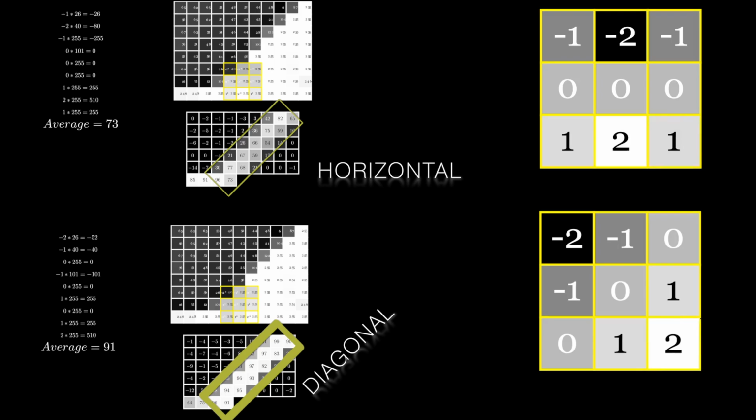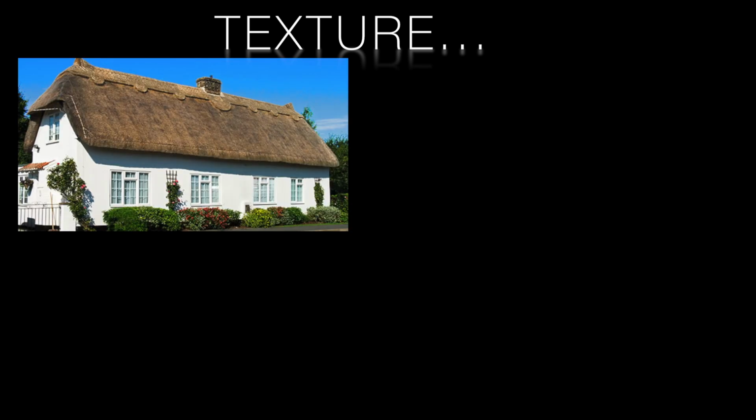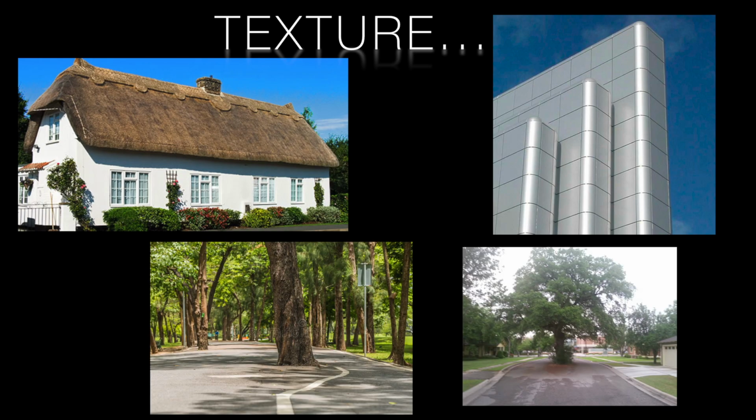Filters are activated by edges, but also by textures. Textures are changes in pixel intensity. Think of the difference between a thatched roof or a smooth steel building, or a tarmac road and a tree. One can deploy larger filters than 3x3 to look for textures in an image.